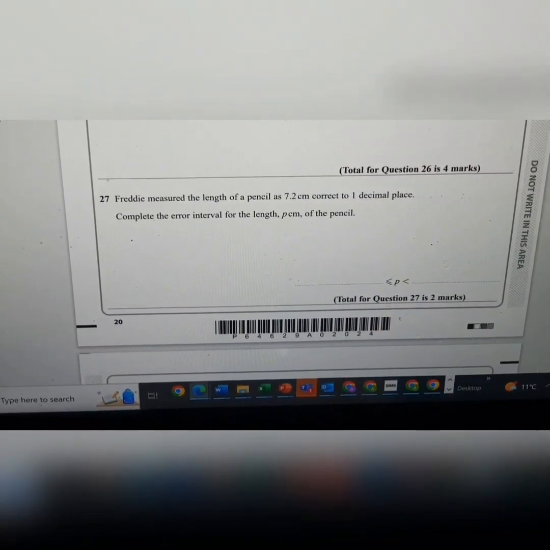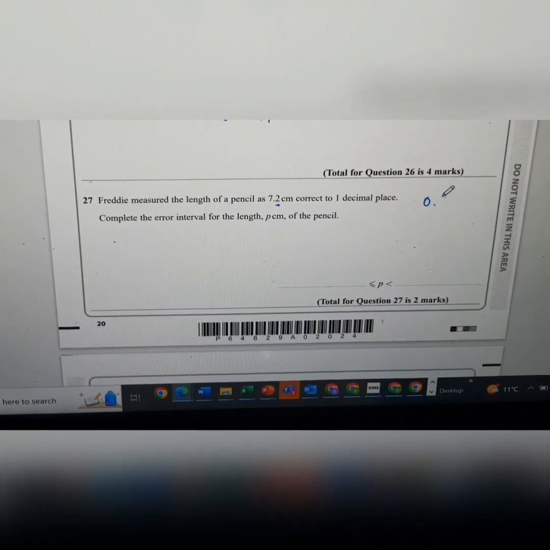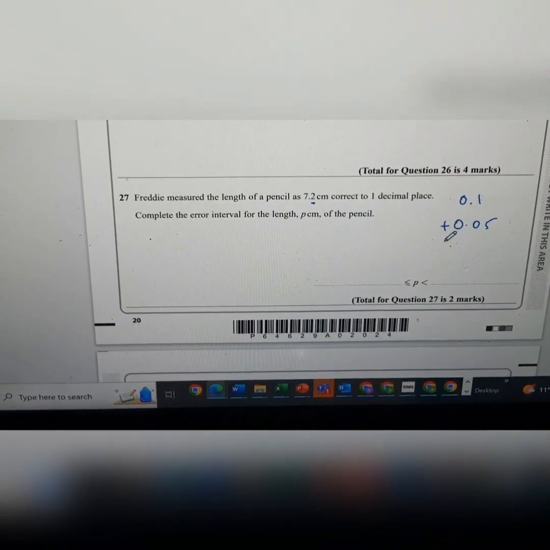Freddie measured the length of a pencil as 7.2 centimeters correct to 1 decimal place. Complete the error interval of the pencil. So 1 decimal place means we've measured it to the nearest 0.1. So half of this is 0.05. So you're going to add 0.05 and take away 0.05 from 7.2 to get the error interval. So 7.2 add 0.05 is 7.25. And 7.2 take away 0.05 is 7.15.